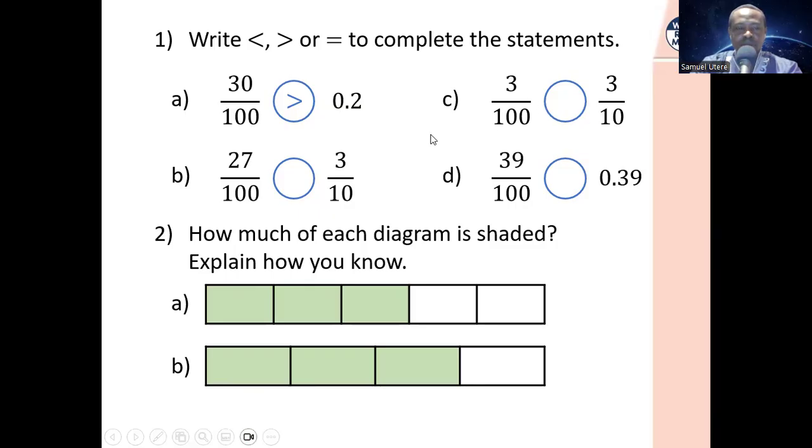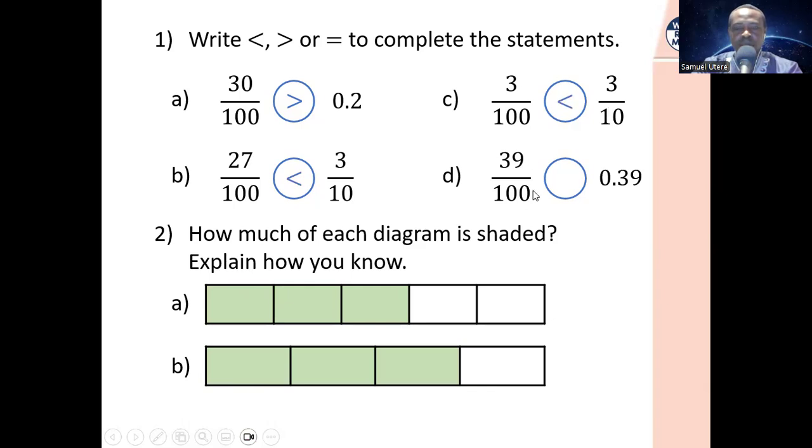B, 27 hundredths compared with 3 tenths. 3 tenths is 30 hundredths. So 30 hundredths is greater than 27 hundredths. C, 3 hundredths compared with 3 tenths. Don't let the numerator confuse you. 3 tenths is 30 hundredths. So 30 hundredths is greater than 3 hundredths.